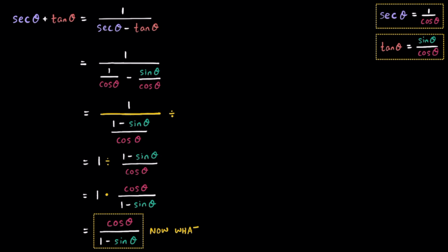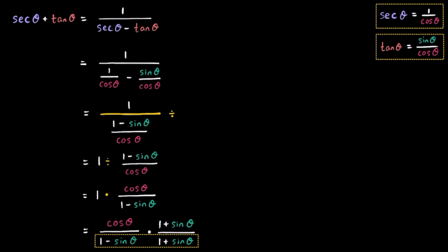At this point, we have a cosine and a sine, but we really need to have a secant and a tangent. To begin getting rid of this sine of theta, let's go ahead and multiply top and bottom by 1 plus sine of theta. Since 1 plus sine of theta over 1 plus sine of theta is just equal to 1, we can do this without changing the expression.